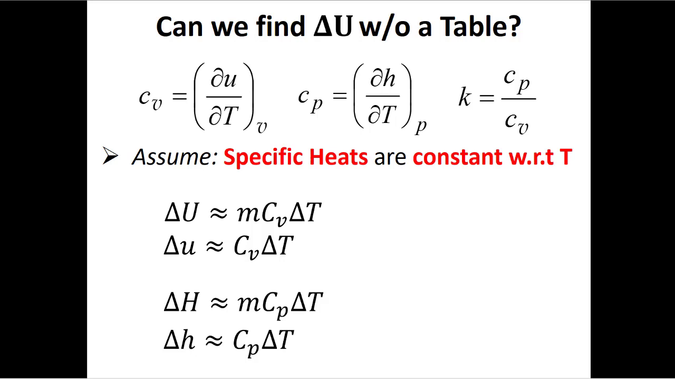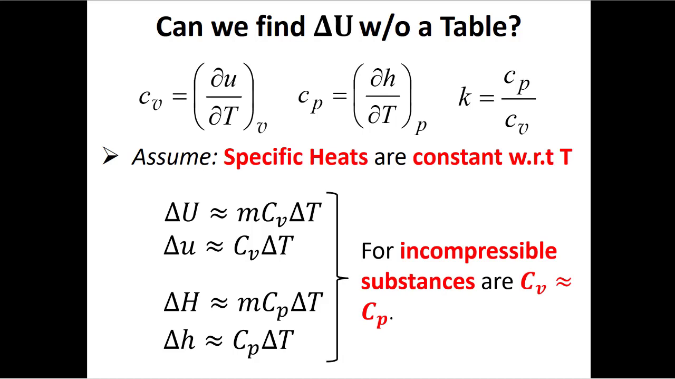So if I know the change in temperature of a subcooled liquid, then maybe I don't have to double interpolate everything. I can just say, what's Cv times the change in temperature that we're looking for, and that will give me the change in the specific internal energy. So for incompressible substances, including subcooled liquids, Cv is approximately equal to Cp.